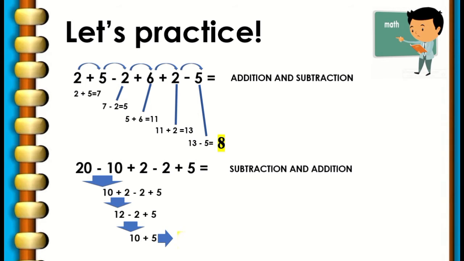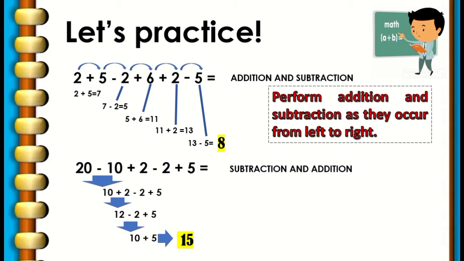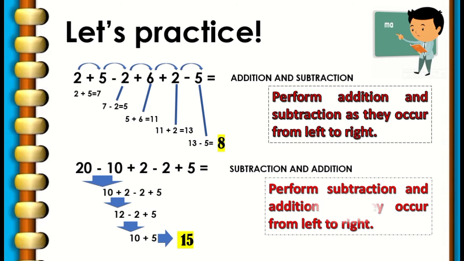So, we got 15. In addition and subtraction, pag ito lang ang nakita nyo sa equation, perform the rule from left to right method. So, addition and subtraction, perform addition and subtraction as they occur from left to right. Madali lang siya. Parehas lang siya nung sa ating first group, which is multiplication and division.